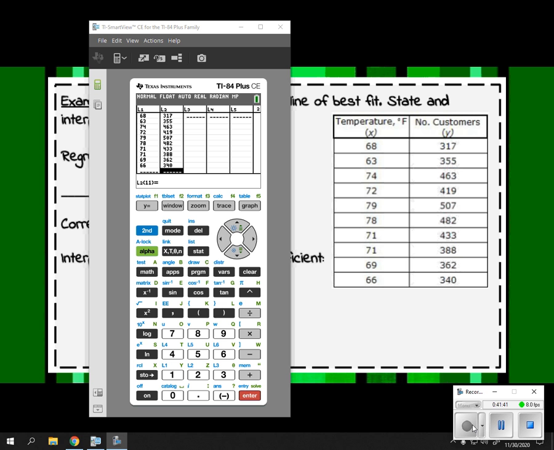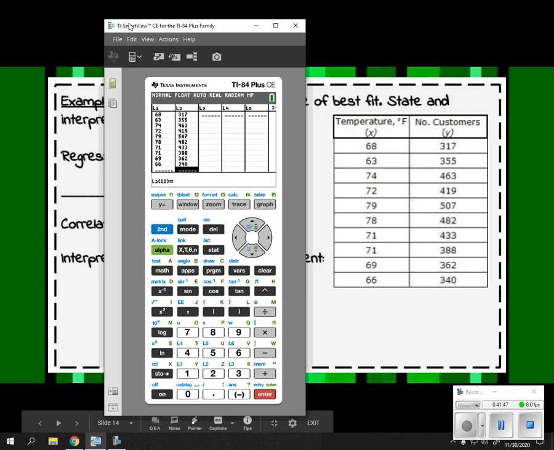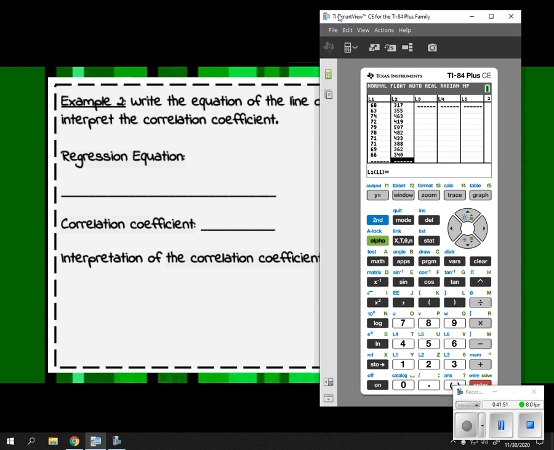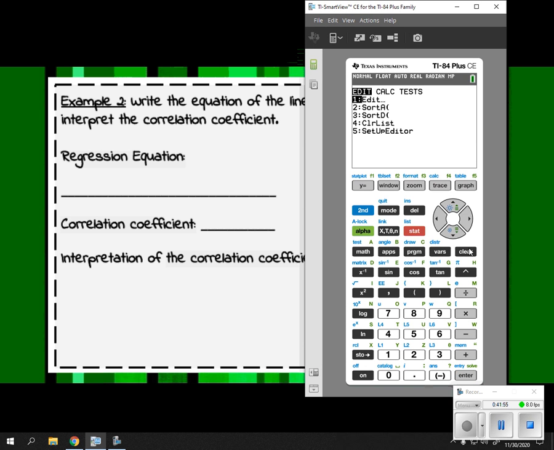All right, so for some reason we've got temperature and number of customers. I'm not sure what this is about, but we're going to write our regression equation, and we're going to hit STAT, right, and 4. STAT, right, 4. Enter, enter, enter, enter, enter. And there's our regression equation.